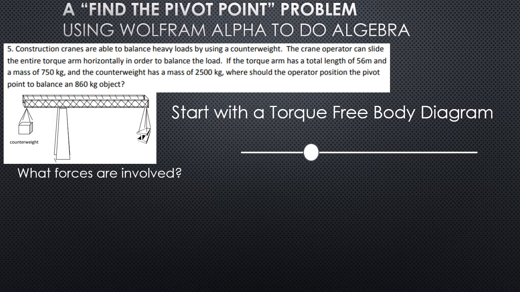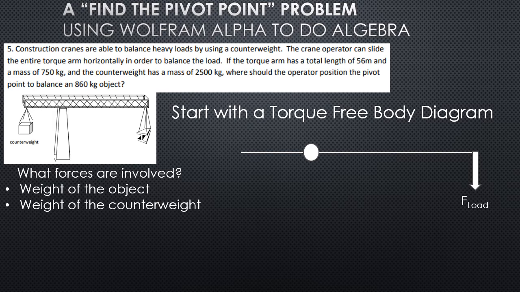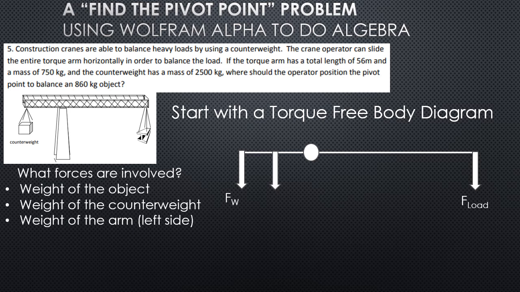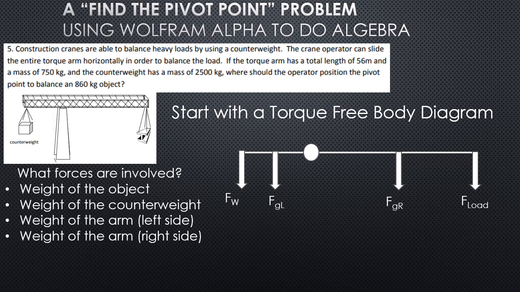So, what forces are involved? Well, we have the two obvious ones, the object itself, which we call the load. We have the weight of the counterbalance over on the left side here, which I'm going to call FW for weight, counterweight. And then the weight of the left side of the arm, trying to pull it down in the counterclockwise direction, and the weight of the right side of the arm, trying to resist that going the other way in the clockwise direction.